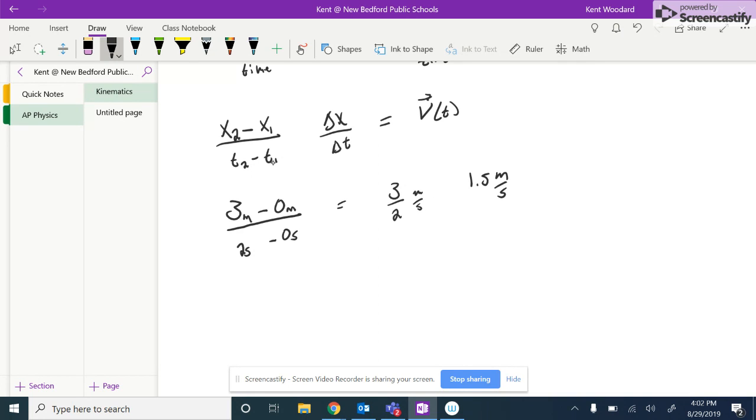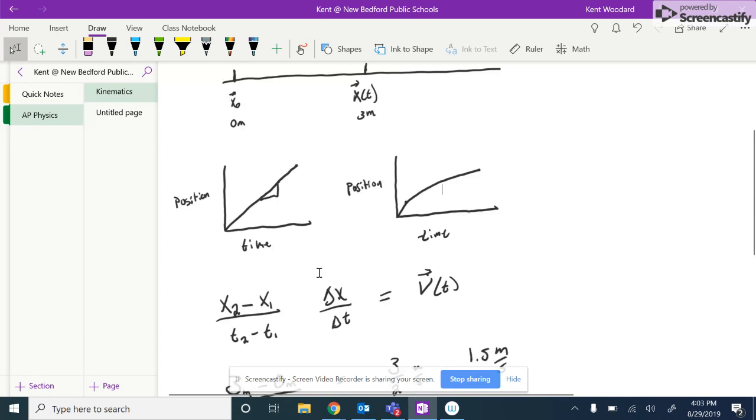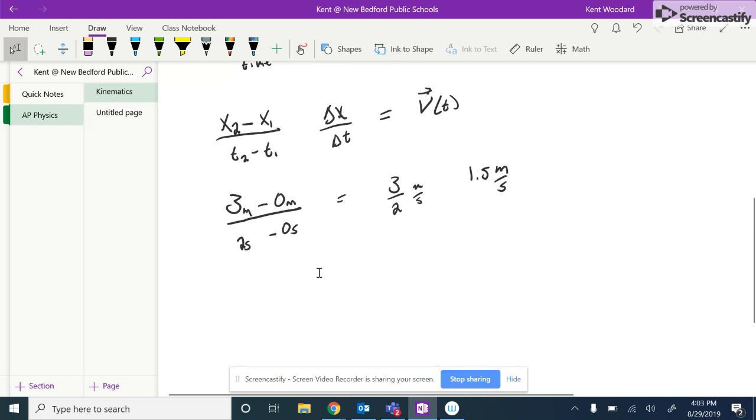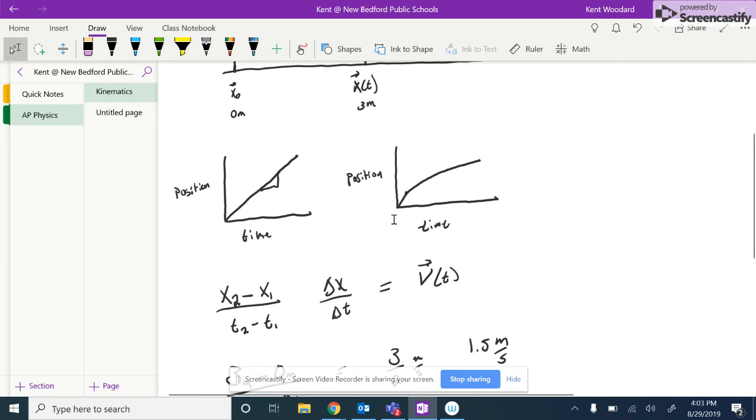Okay? All right. This is a constant value according to this graph. I ran at 1.5 meters per second the entire time. Here, that value is changing. The slope at this point here is different than the slope at this point, right? This is a non-constant velocity. And that leads us to something called acceleration. So the change in velocity over the change in time is called acceleration.